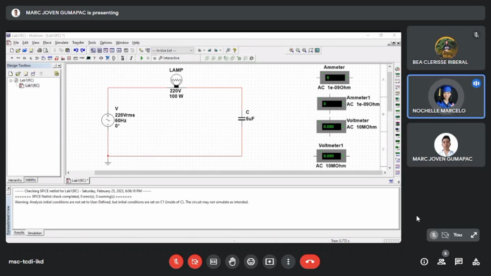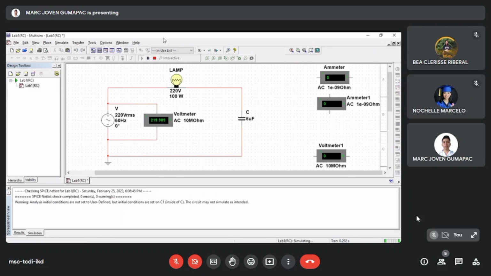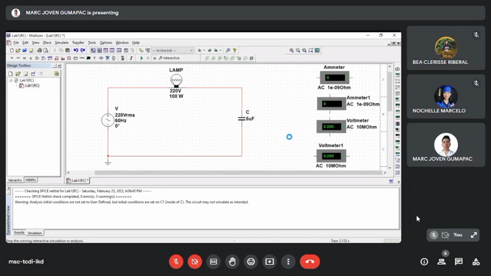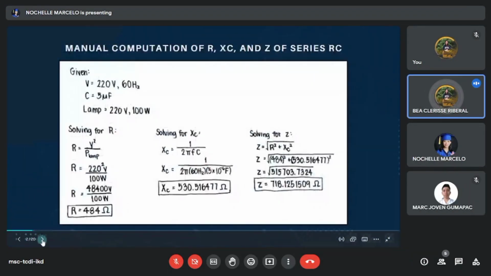Measure the voltage of the source, lamp, and the capacitor. Turn on the simulation. Using Ohm's law, compute the voltage and current for each component. Record it at Table 1 and 2.